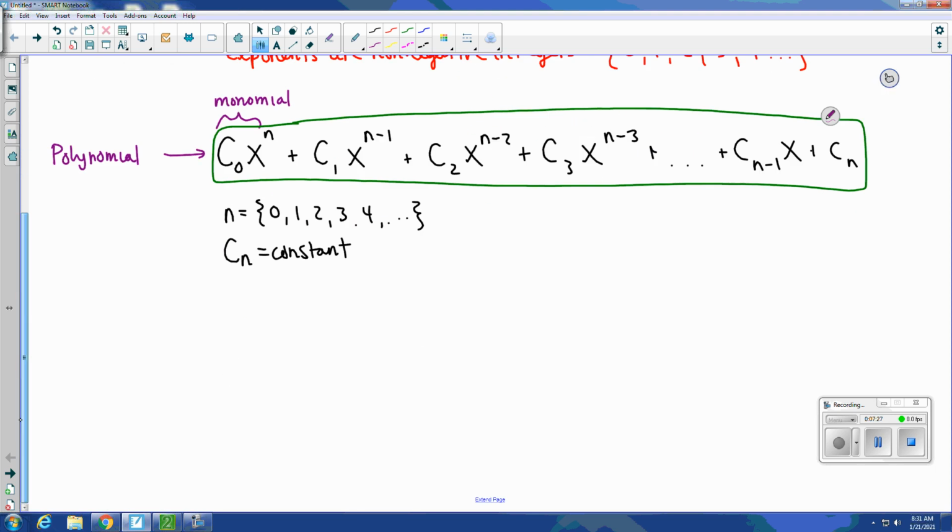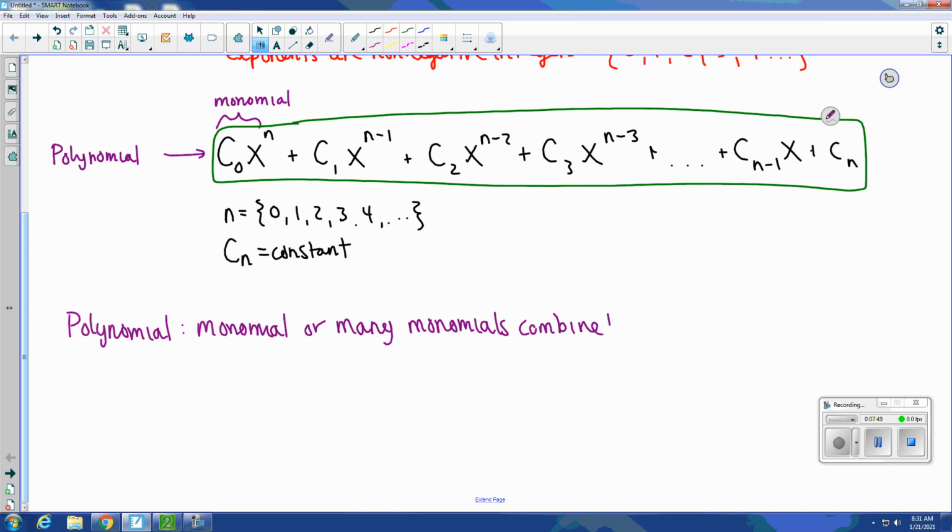So let's write that down below. The polynomial is a monomial or many monomials combined through addition. And we'll make a note. Why isn't subtraction included? Subtraction, we'll just say equals adding negatives.